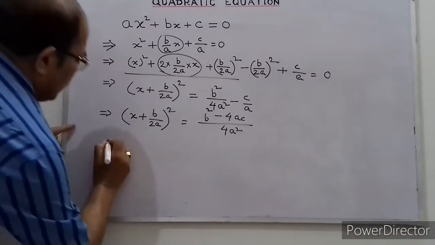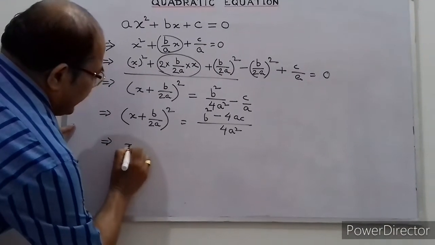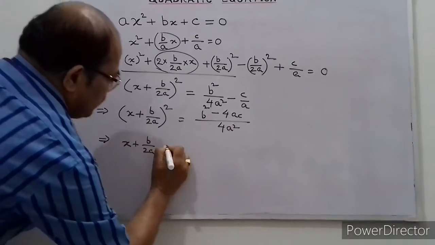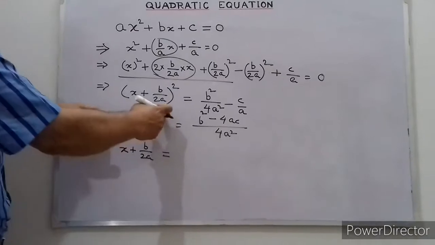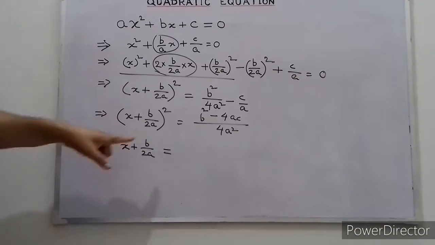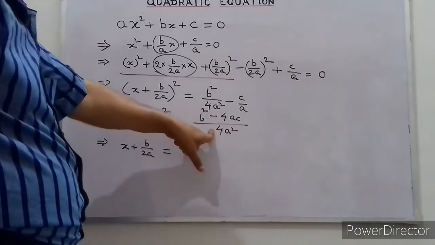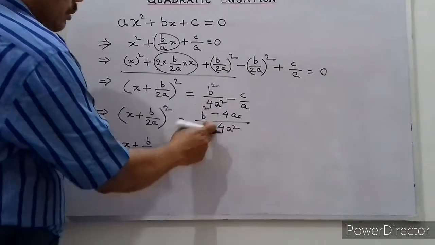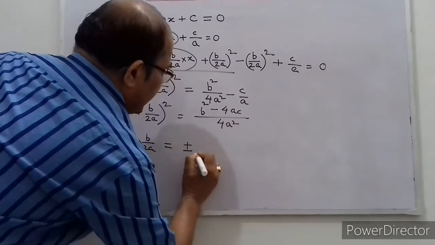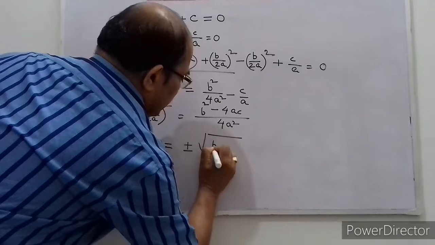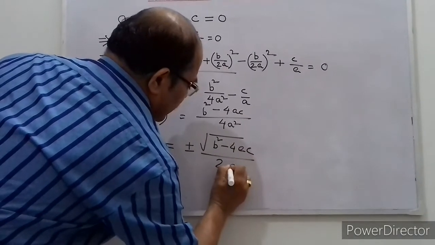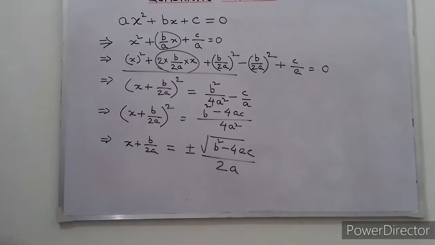Now x plus b by 2a equals, I am taking out the square root of the left hand side. So we have to take the square root of the right hand side also, but that will be positive or negative. That means this will be plus minus root b square minus 4ac by 2a. Okay.